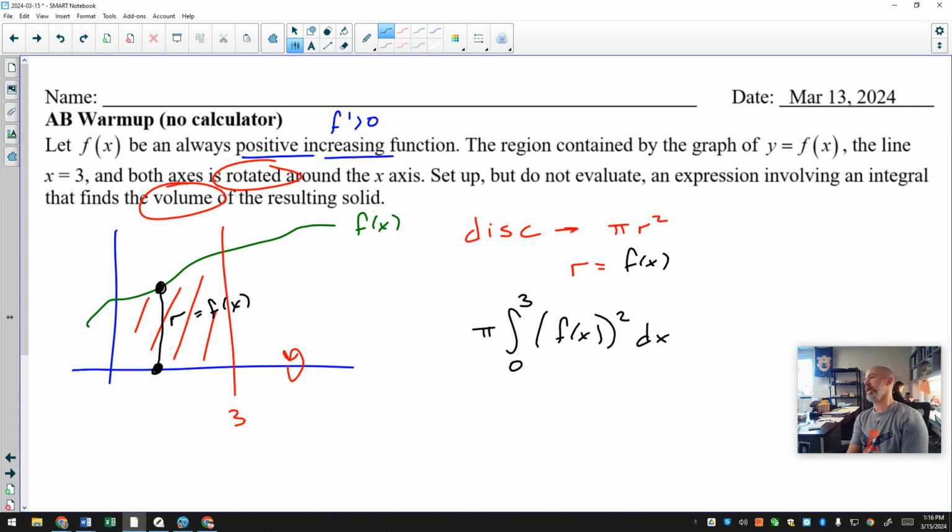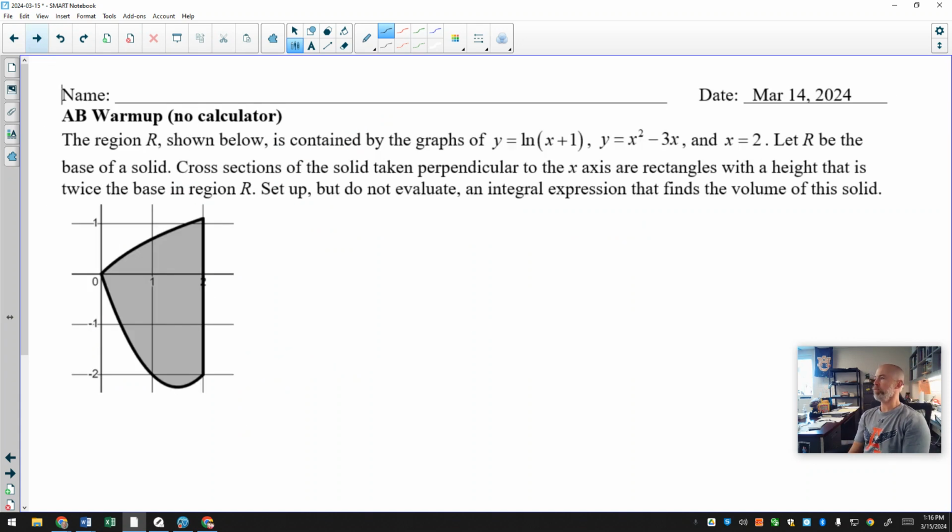Cool. Look at yesterday's. Yesterday's was a lot scarier. Yesterday's was a lot worse. I did give you the nice little do not evaluate option. If you wanted to practice on your calculator, you could have, because you actually have equations this time.